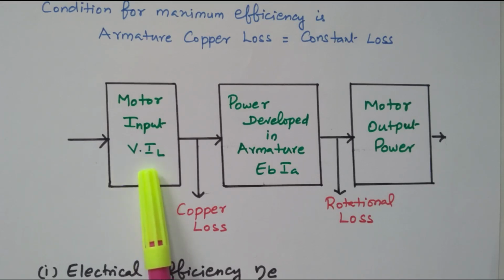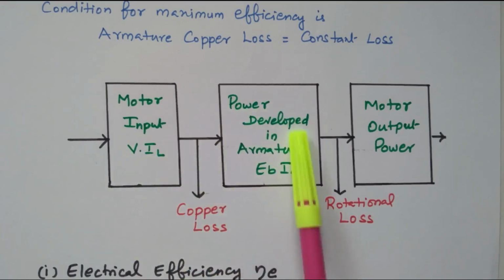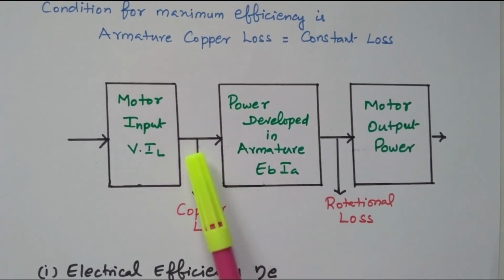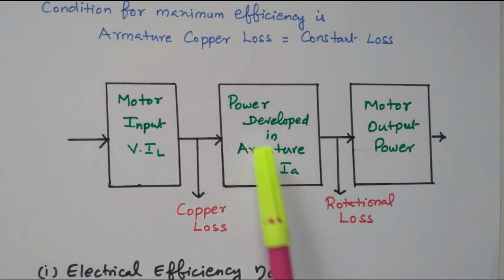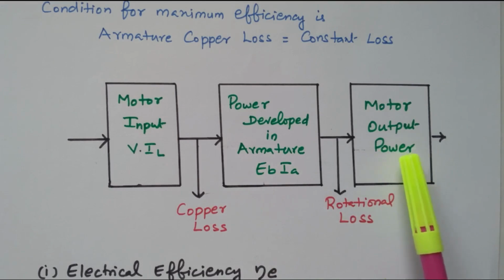Immediately there is an armature copper loss. With this applied voltage, some amount will be lost due to copper. The remaining will be the power developed in the armature, EB into Ia. Then the motor will start to rotate. When it rotates, the rotational losses will happen, which is called mechanical loss. The remaining is available as the motor output.